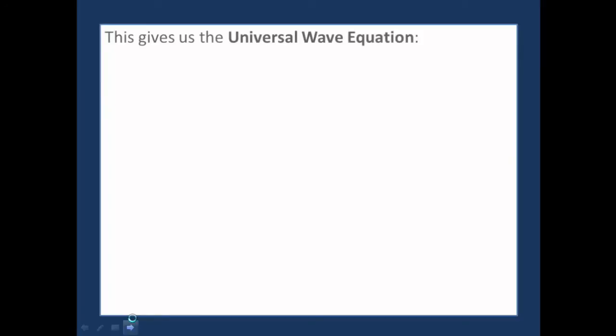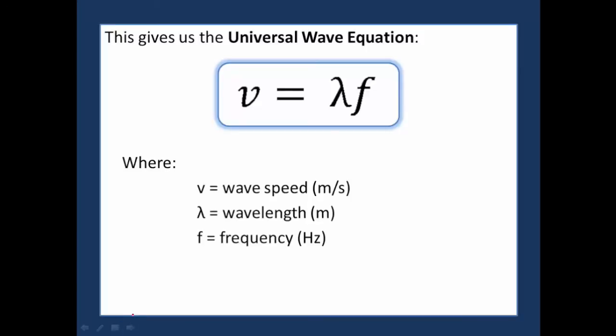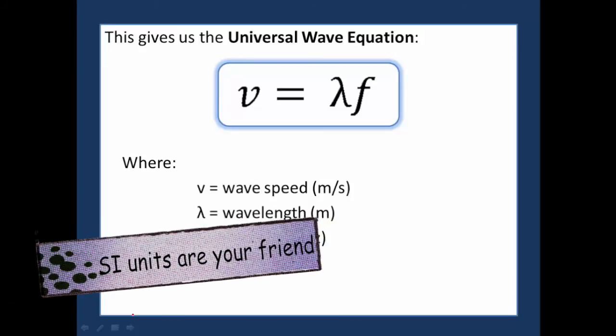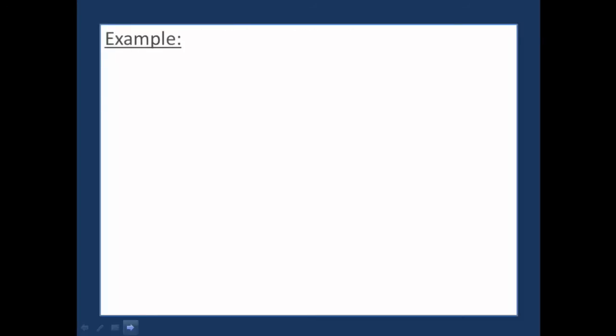one of the more useful equations that we're going to deal with this unit, and that's the universal wave equation. Its form is v equals lambda f, where v is our wave speed in meters per second, lambda is our wavelength in meters, and f is our frequency in hertz. And don't forget hertz, cycles per second, is also equal to 1 over second, because cycles has no actual quantified unit. Let's deal with another example.